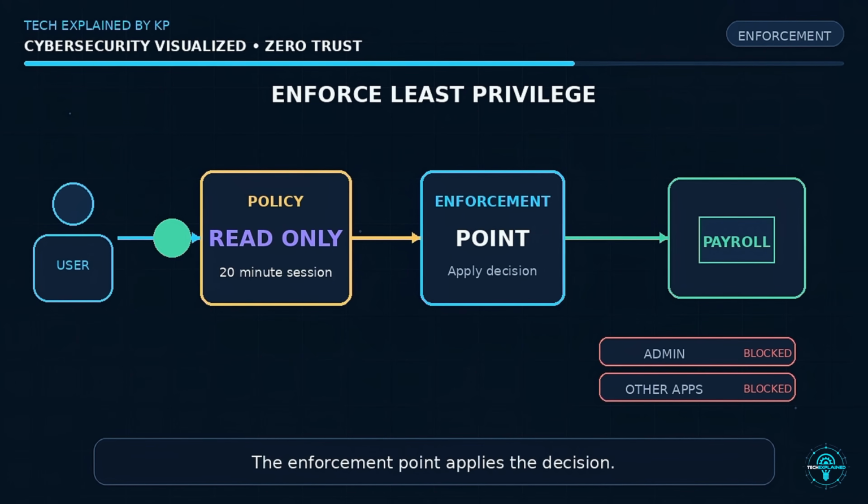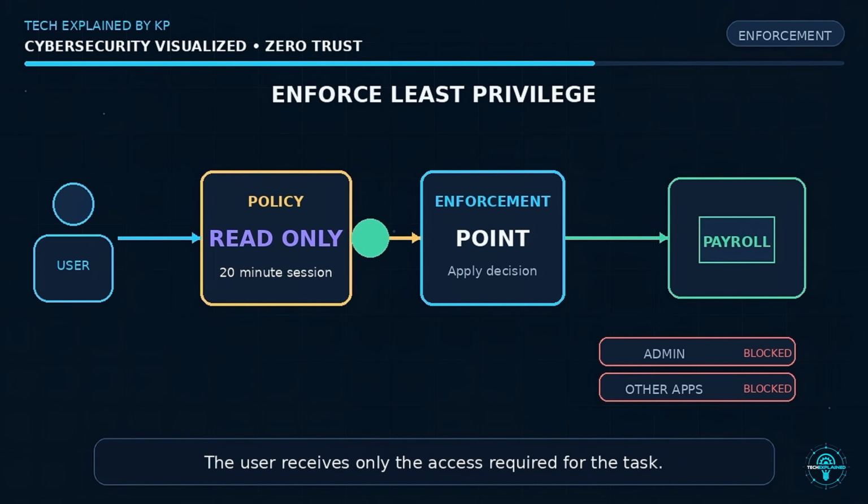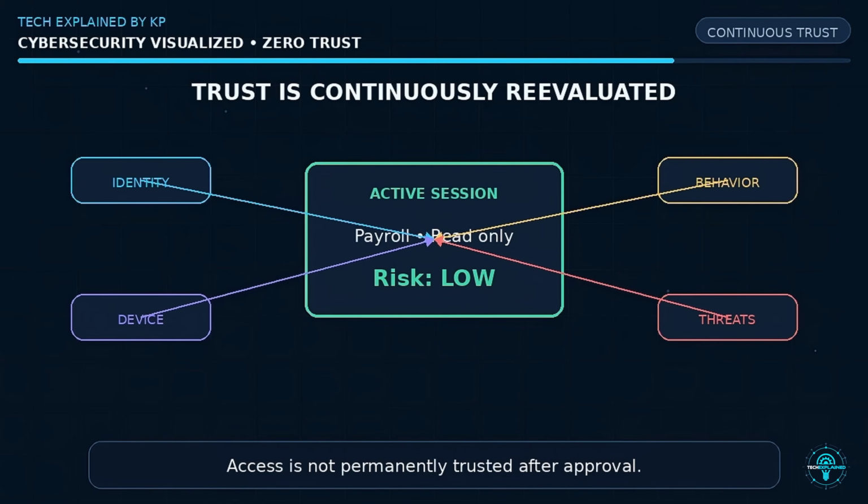The user receives only the access required for the task. They are not trusted with the entire network just because one application approved them. Segmentation and resource level controls limit where the session can go. Access is not permanently trusted after approval. Zero Trust continues observing the session.